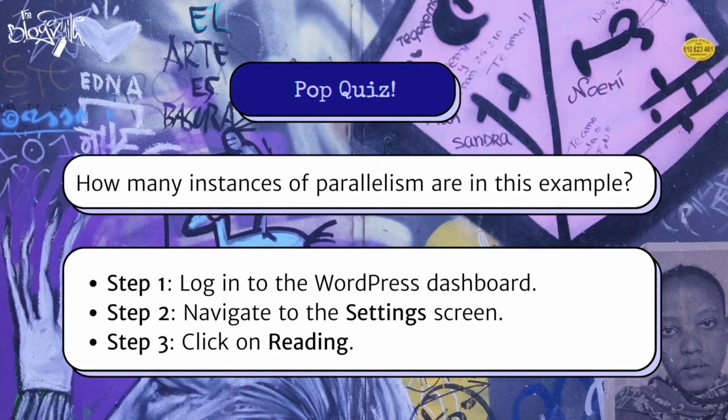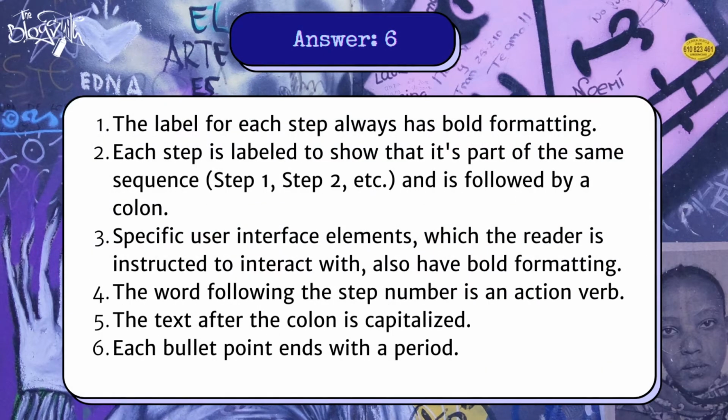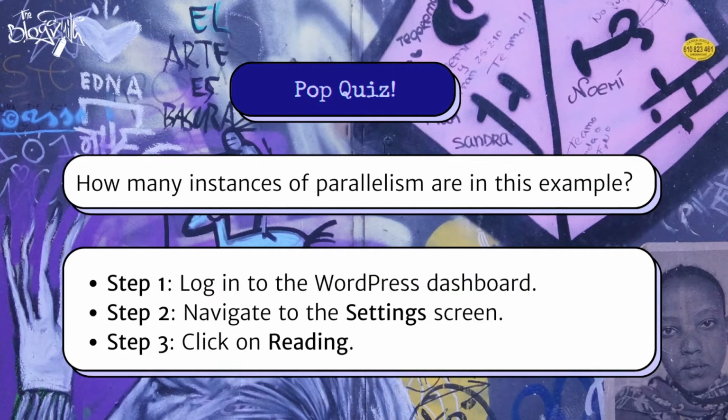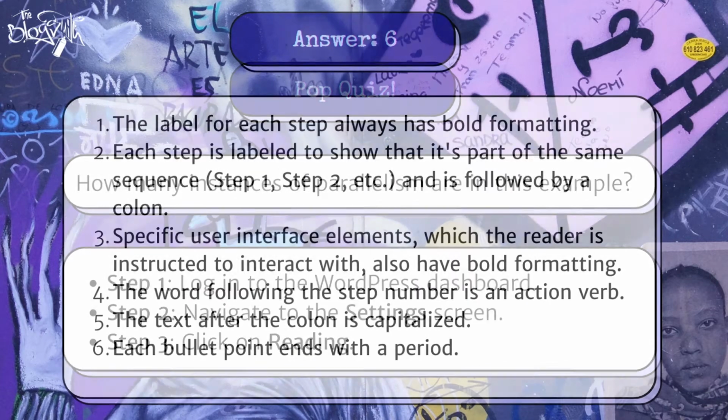So then third, each user interface element has bold formatting, that's settings and reading. And they're also aspects of the copy that whoever's reading it is expected to interact with. So it's calling attention to that. So fourth, the word following the step number is an action verb. Log in, navigate, and click on.